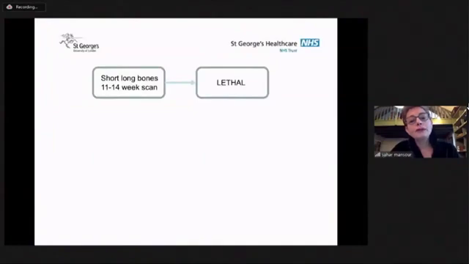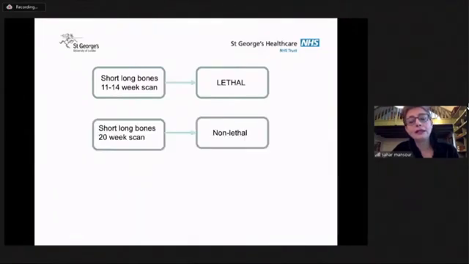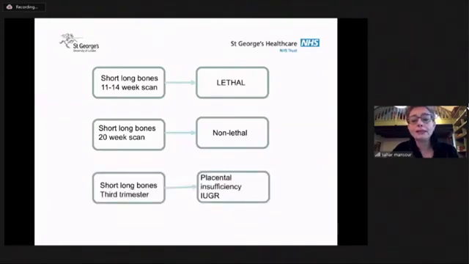If you see short long bones in the 11 to 14 week scan, it is probably a lethal skeletal dysplasia as a general rule. If you see them in the fetal anomaly scan at 20 weeks, it's probably non-lethal. If you see them in the third trimester, it's probably placental insufficiency or intrauterine growth retardation as a general rule. However, as you all know, there is significant overlap, so you can't be categorical about these definitions. So you do need to think about whether it could still be a skeletal dysplasia in the third trimester, or whether it is still lethal even if presenting later.